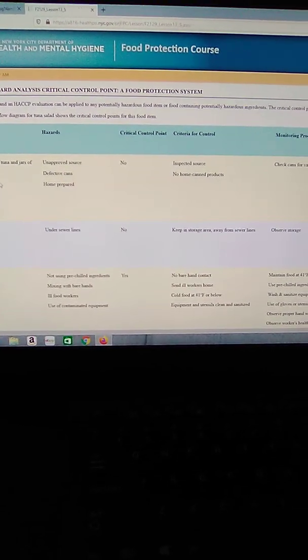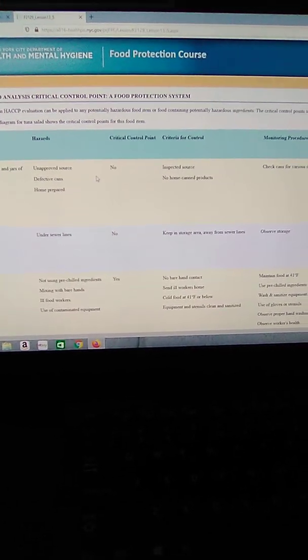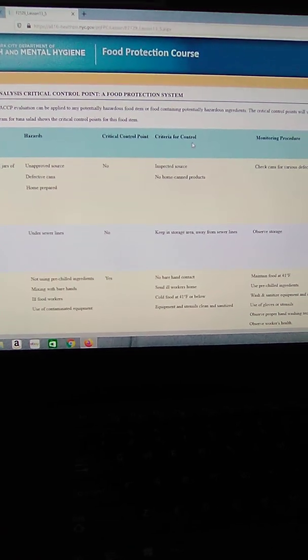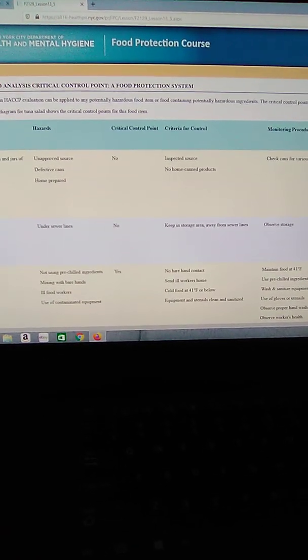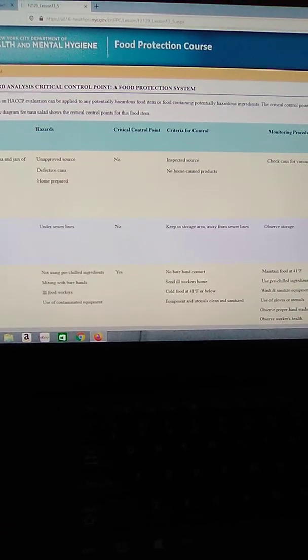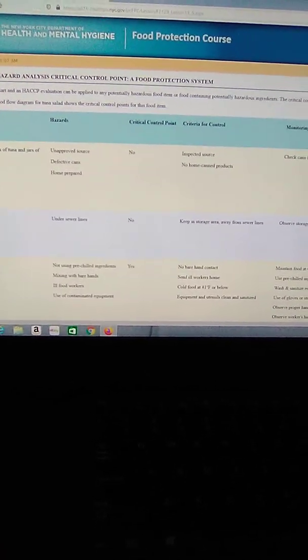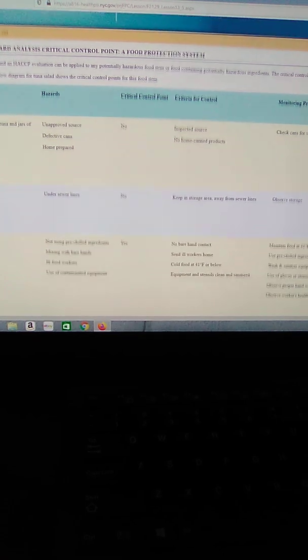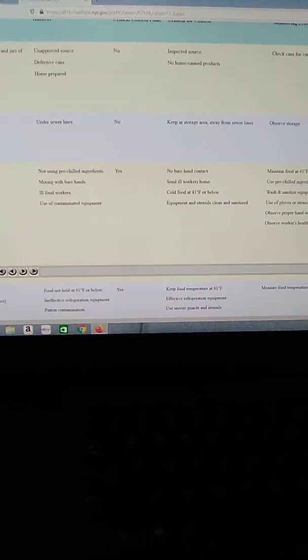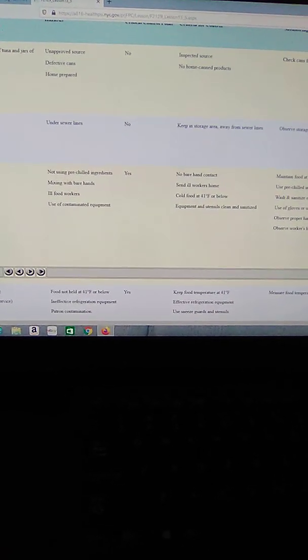salad. Okay, this is what happens when you receive it, what you view as hazards, critical control point, criteria for control, monitoring procedure, and action when criteria is not met. All right, return to the supplier and discard. Okay, and it must pass those inspections. That's what they mean by criteria.